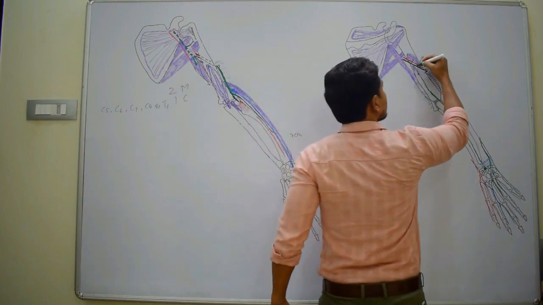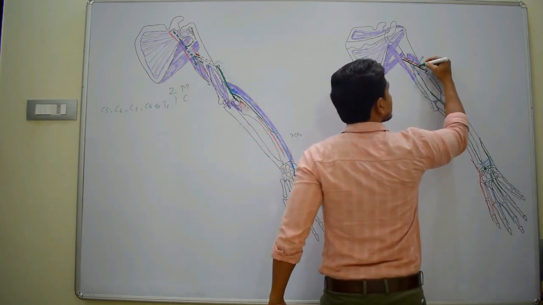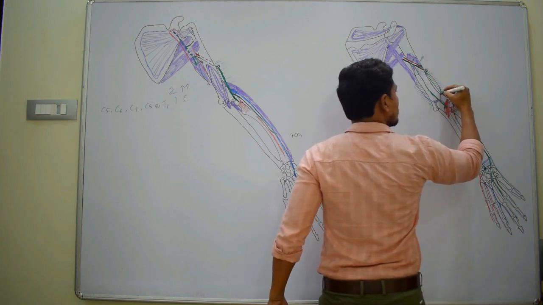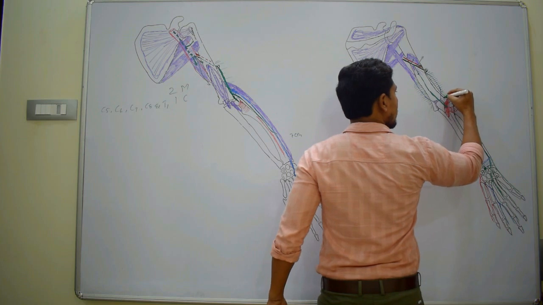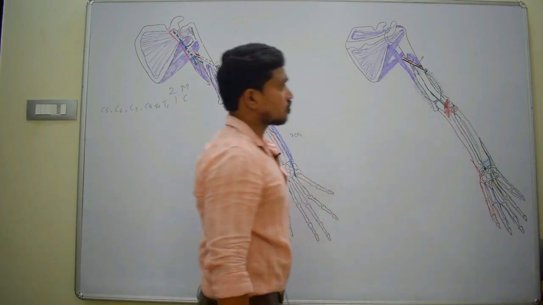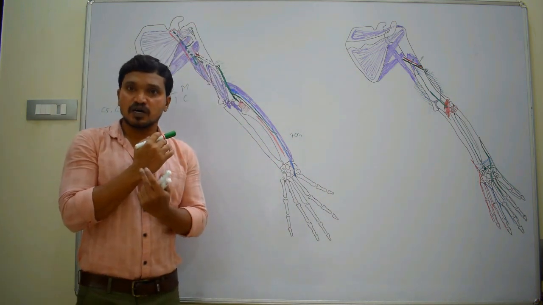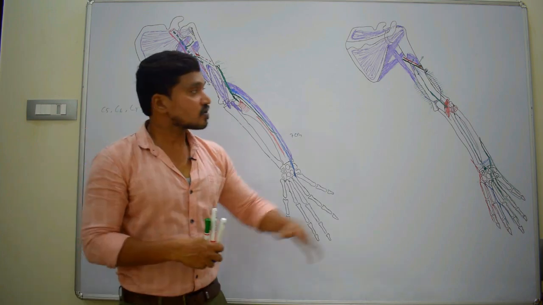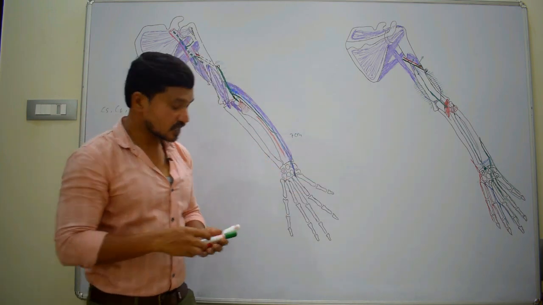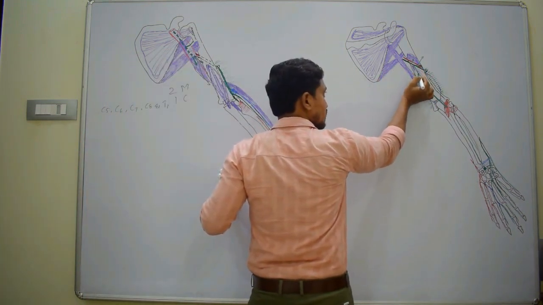Then one more branch is also arising in the spiral groove. That branch is the posterior cutaneous nerve of the forearm. It passes behind the lateral epicondyle and supplies the posterior aspect of the forearm and also part of the dorsal aspect of the hand. So these are the branches of the radial nerve in the spiral groove. Recollect once again: one branch to the lateral head, one branch to the medial head.